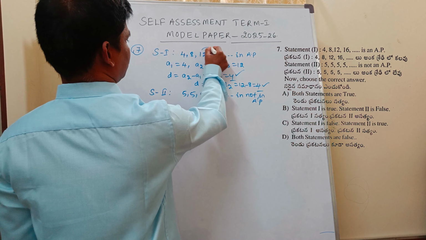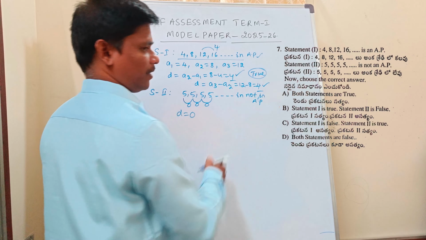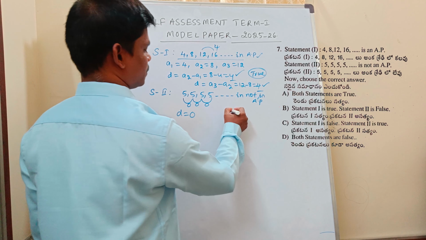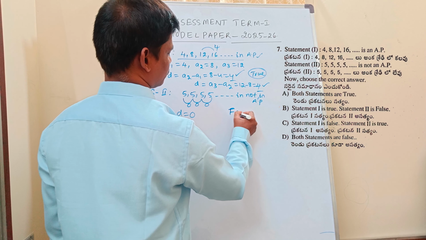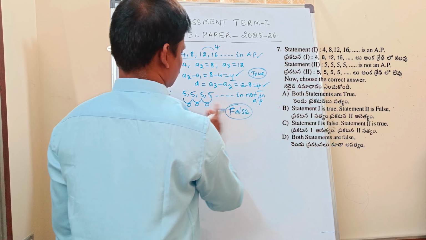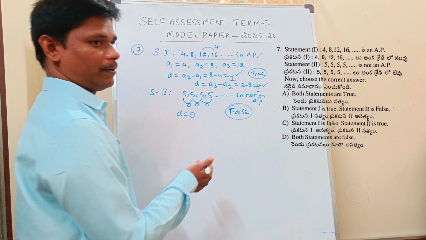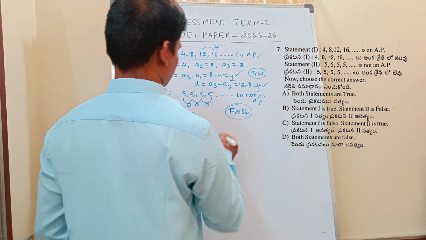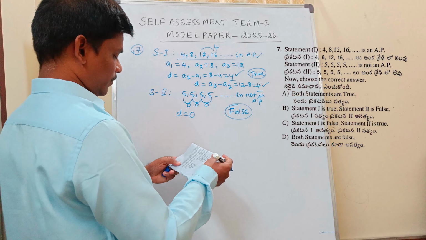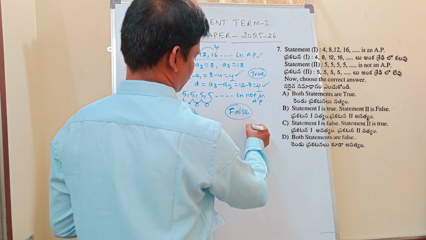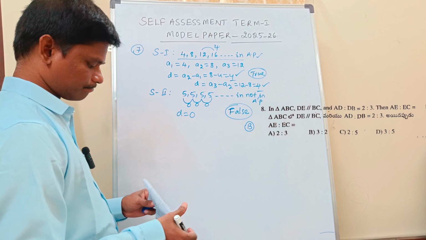What about statement B? Here also the common difference is 0, 0, 0. The common difference is 0, but the statement says it is not in AP. This series is an AP, but the statement says not in AP, so it is false. So according to the question, option B is the right answer.